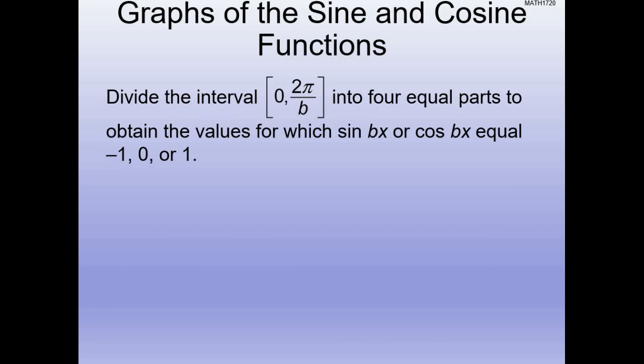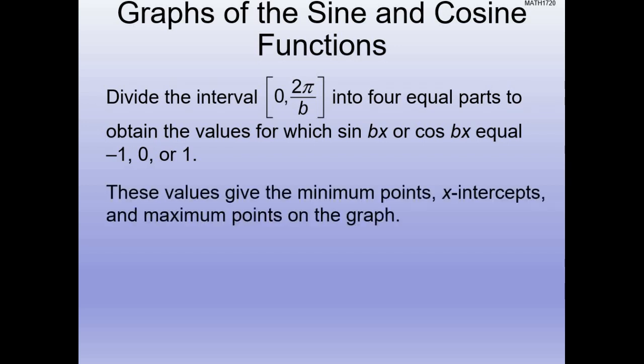Then we're going to actually graph these now. We're going to divide that interval, 0 to 2 pi, into 4 equal parts. Then we want to find the values where those parts are equal to -1, 0, or 1. Those are going to give us the maximum points, the minimum points, and the x-intercepts on our graphs.